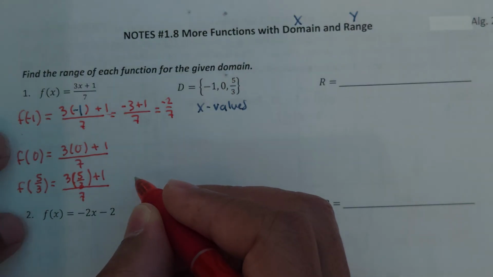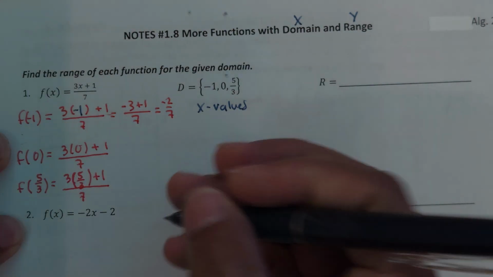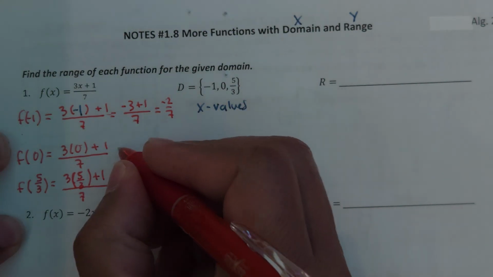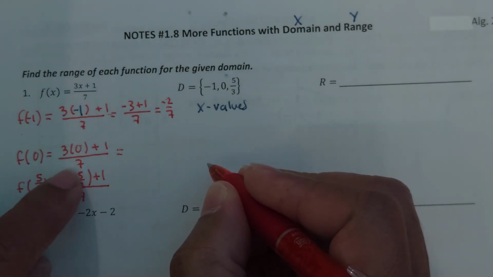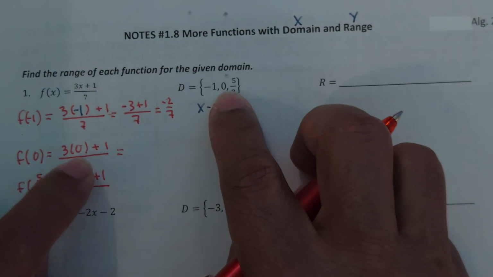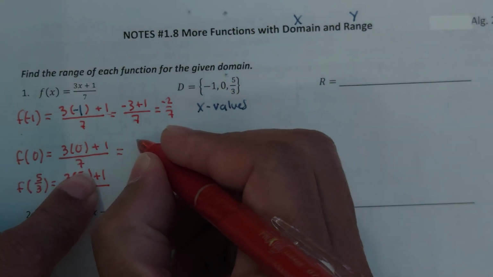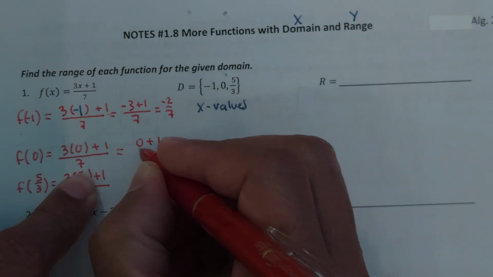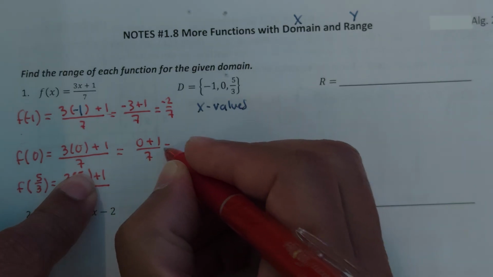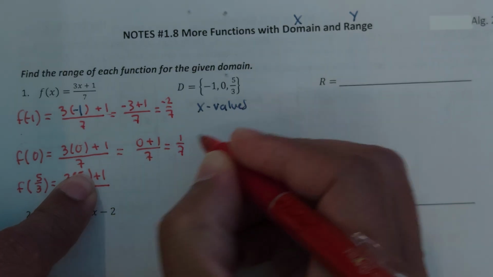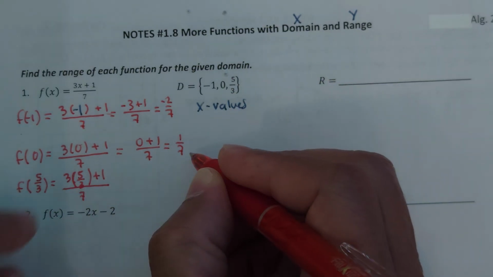By the same reasoning, we can do the next value. For this value, notice that we have a 0, right? So this will be 3 times 0 plus 1. Well, 3 times 0 is 0. So all we have left is 0 plus 1 over 7, but 0 plus 1 is just 1. So when x is 0, y is 1/7.